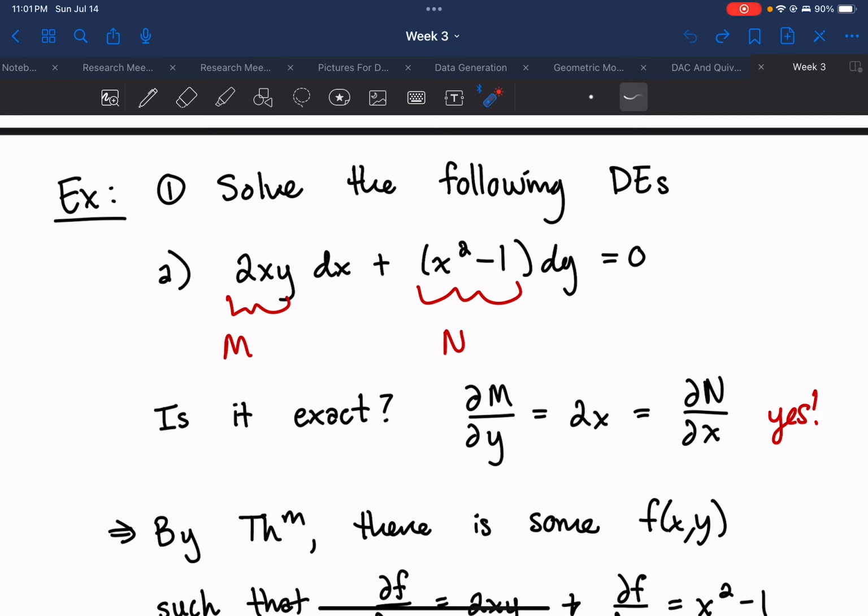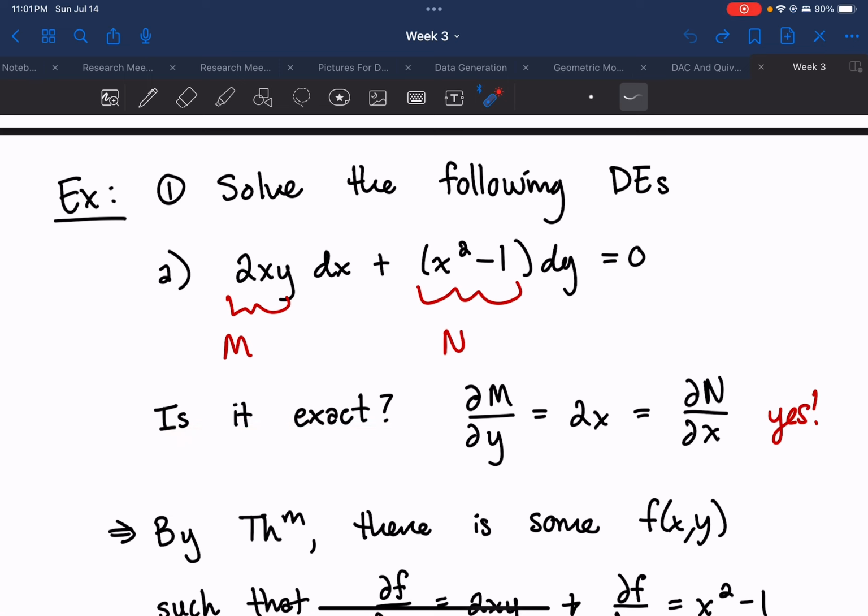Now, our first question should be, what is M and what is N? I've already underlined it. This is our function M, and this, technically including the plus sign, is our function N. If this was a minus sign, we would include that in N. The thing in front of dx is M, and the thing in front of dy is N. The first question is, is this exact?